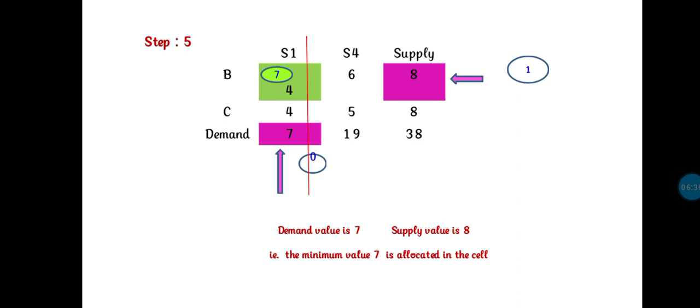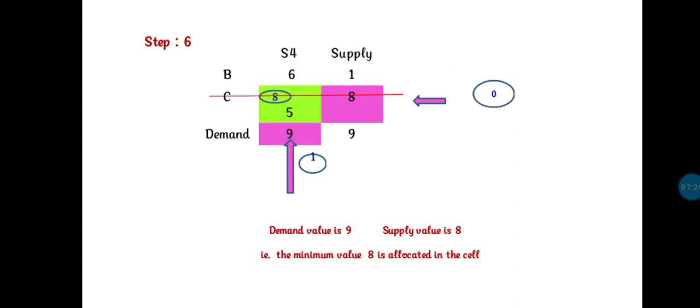Here I choose BS1. The BS1 cell has the minimum value 4. So we want to allocate the minimum value from demand and supply. The minimum value is 7. Hence we allocate 7 in the cell of BS1. Once we have allocated the value, subtract from demand and supply. After subtracting, the demand value is 0 and the supply value is 1. Where we get 0, the demand value is 0. Hence, the column S1 we have to strike out.